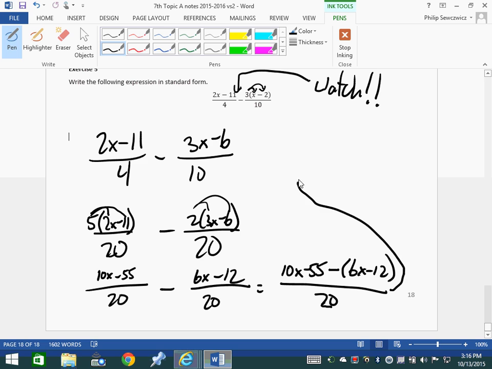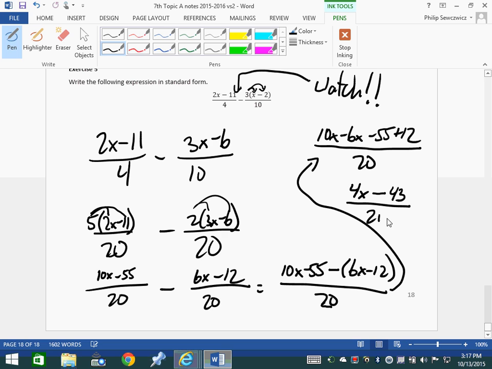So I'm actually going to come on up here to finish things off. This is a 6x, but it's really a negative 6x. What I really have is 10x minus 6x, and then I've got a minus 55, and then, oh wait, the opposite of negative 12, positive 12. All of that's over 20. Now I can combine. So 10x minus 6x, 4x. Negative 55 plus 12. I do have different signs, so I'm going to have to subtract and keep the sign of the larger number. So 55 minus 12, 43, all over 20.